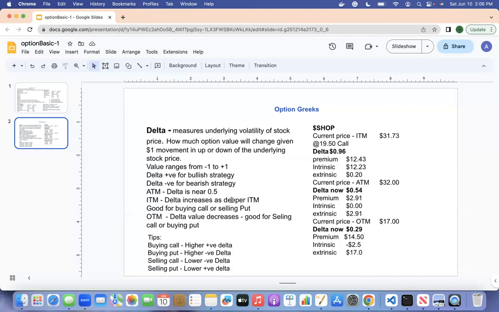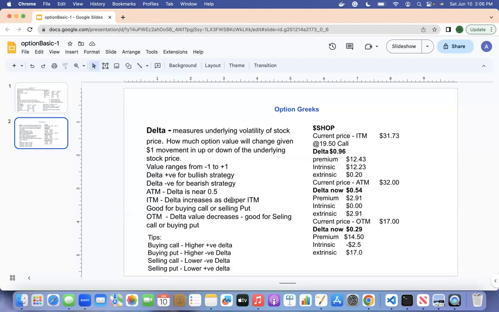So you see, the higher the delta, the more chance you have, and the premium that you are paying is also huge. So intrinsic value is the current market price, 31.73 minus 19.50, which is your strike price. So that would be 12.23, and extrinsic value is premium minus intrinsic value, which is 20 cents. So you have very little extrinsic value left on this stock, which is good.